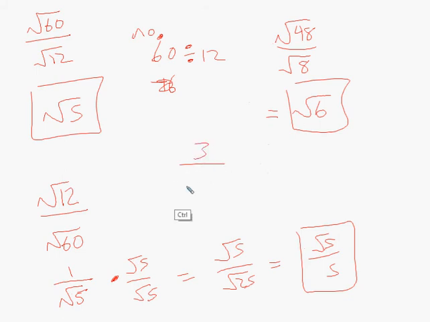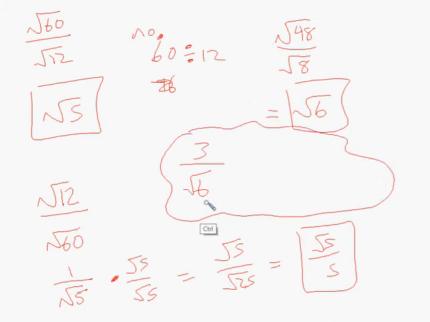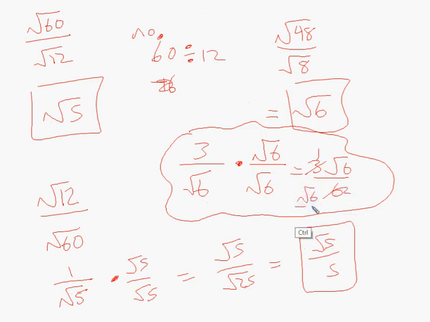What if I had 3 over root 6? This would be the last example. I can't leave a radical down there, so what am I going to multiply by? Root 6 over root 6, which equals 3 root 6 over 6. I'm not done. Can I cancel those? Yes, so I do. So our final answer is root 6 over 2.